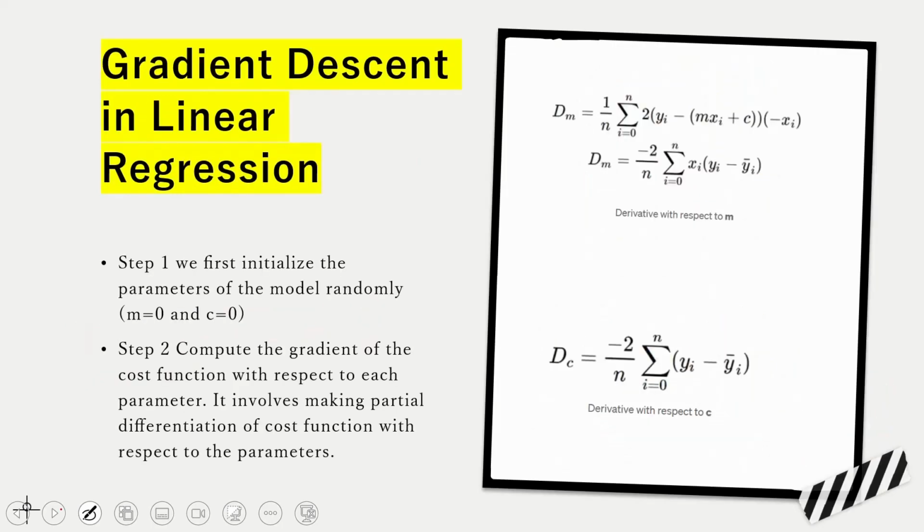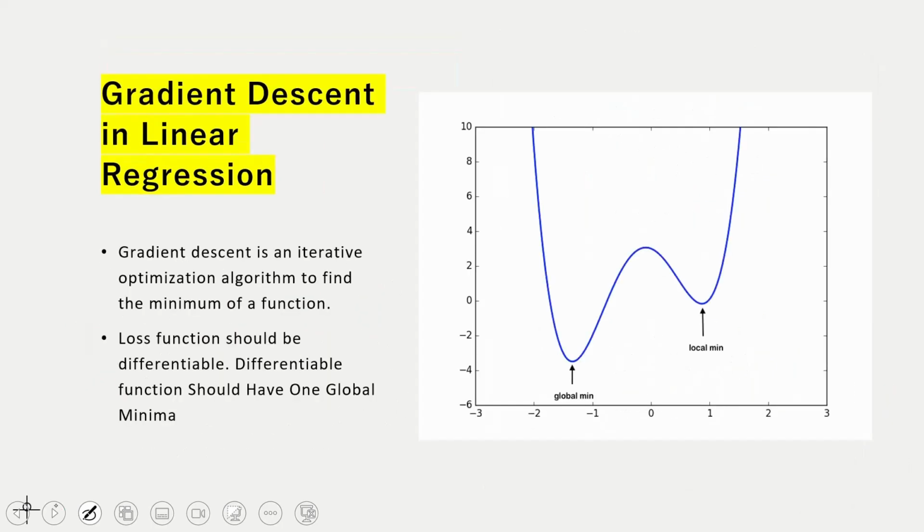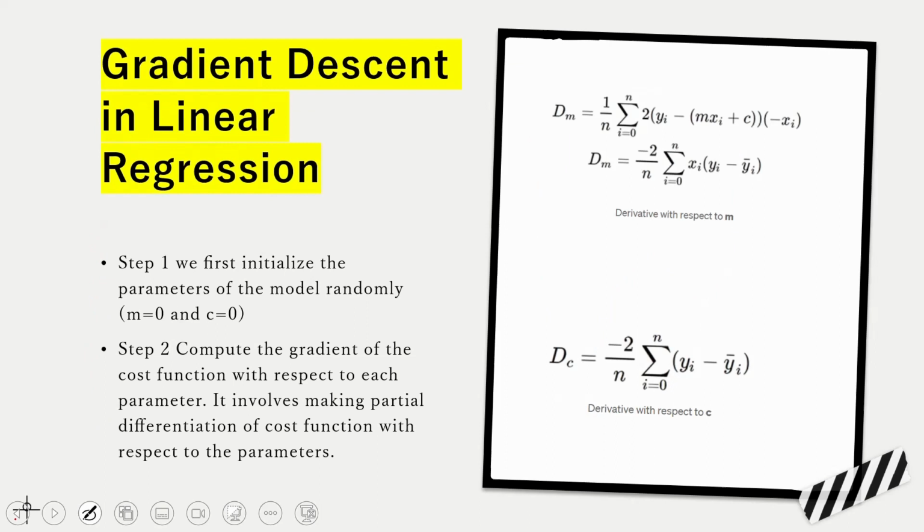Gradient descent is an iterative approach, which is one of the methods for finding the M and C values. Here we check that the loss function is a differentiable function, because a differentiable function has only one global minima. This is why we are selecting the mean square error as the loss function over here also.